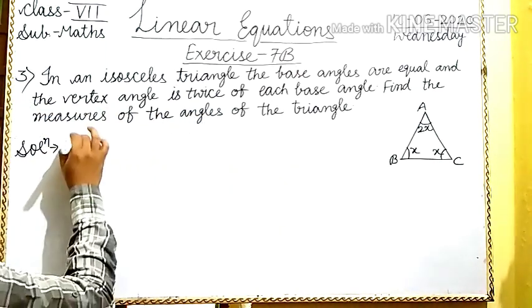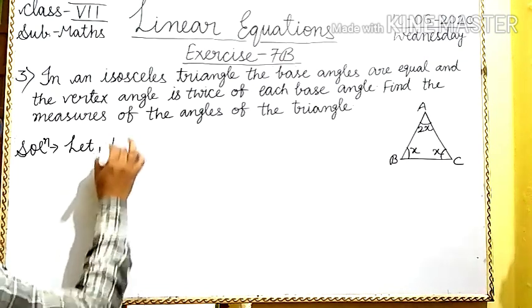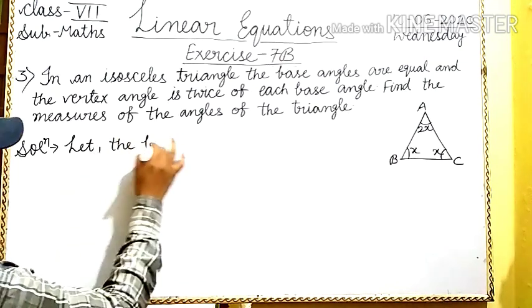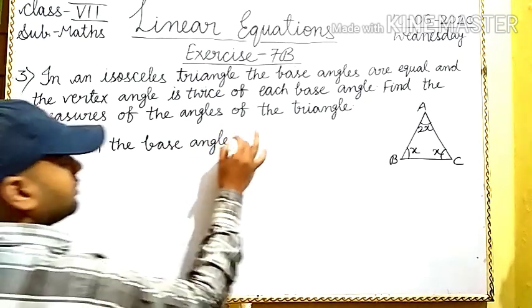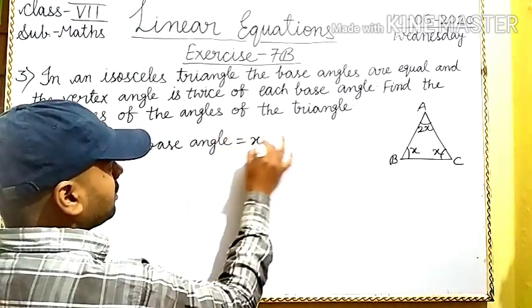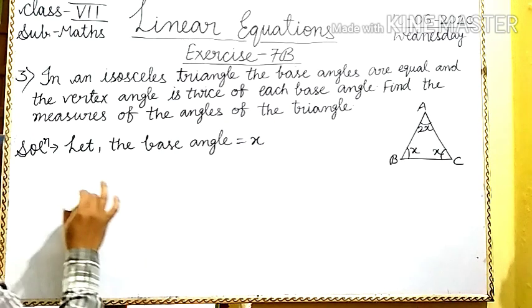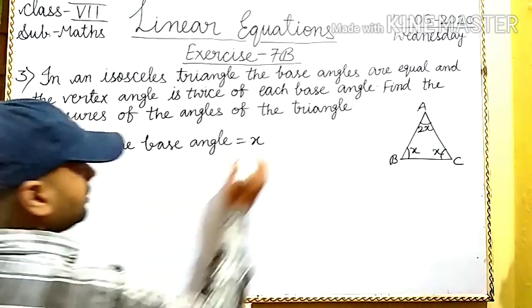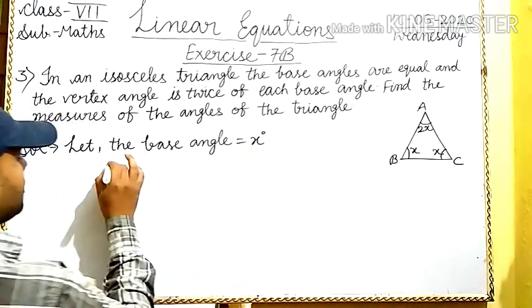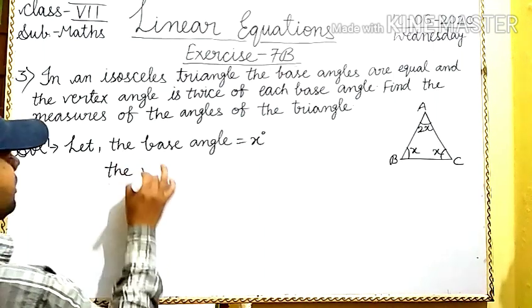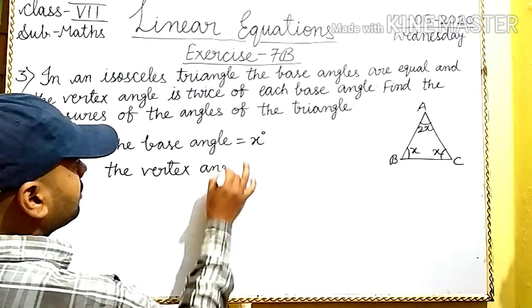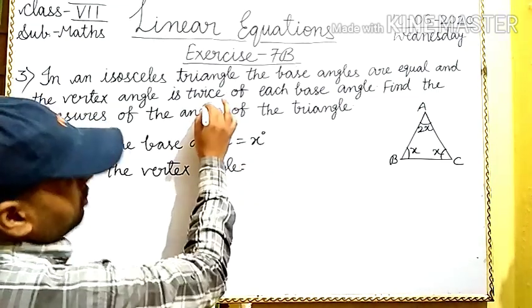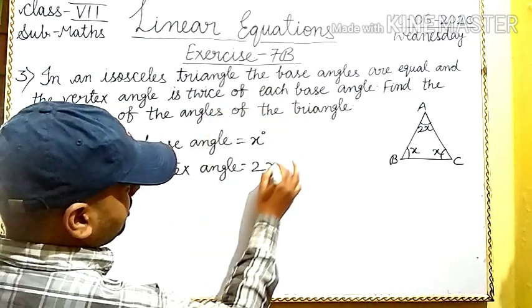First we let the base angle be equal to x, means x degrees. So the vertex angle is equal to twice each base angle, means 2x.